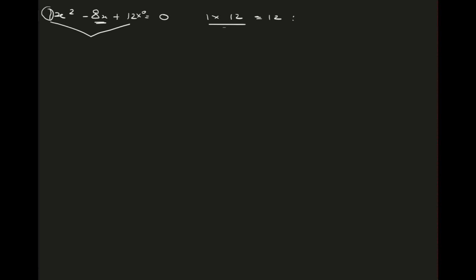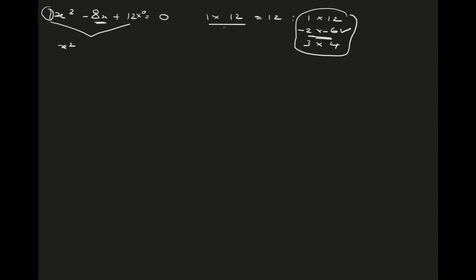So here we have 12. What are the factors of 12? We have 1 times 12, 2 times 6, and 3 times 4. Now if we look at these, the only one that can give us 8 is this, if we added these two. But to get minus 8 we have to use minus 2 and minus 6.